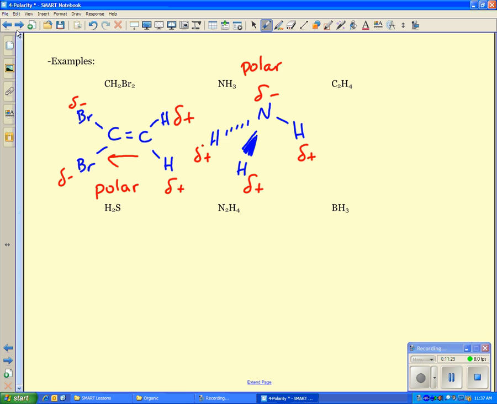C2H4, our next example. Two carbons and all four of our hydrogens on the outside. Carbon is the more electronegative, so it has the delta negative. All of those hydrogens are delta positive. So do we have any asymmetry? That means that electrons are pulled to one side or the other? No, they're getting equally pulled towards the middle. So this is a nonpolar molecule.